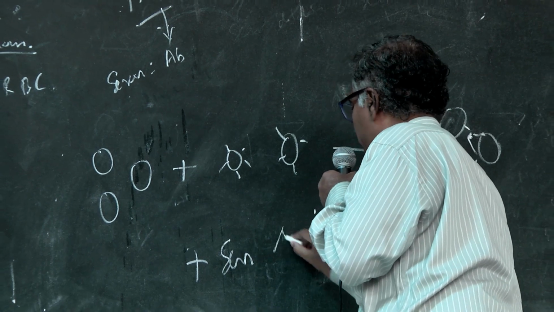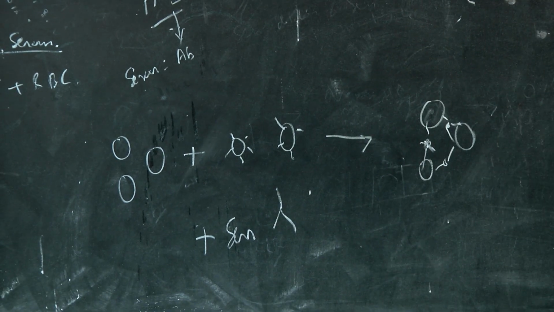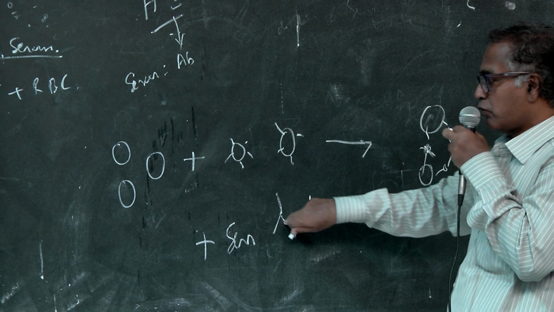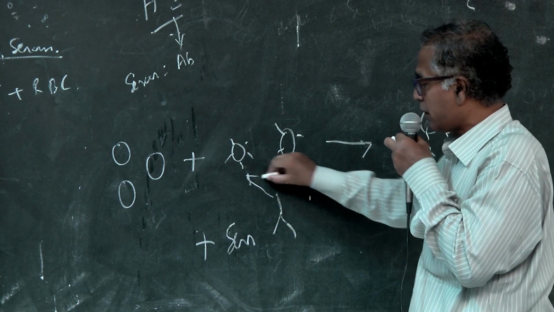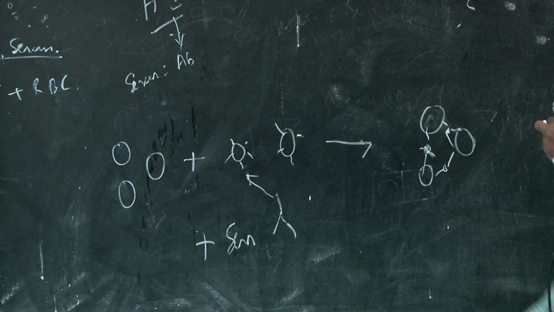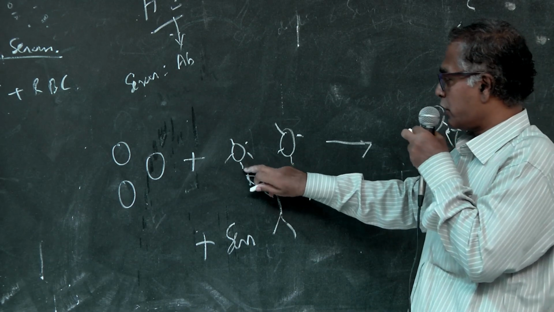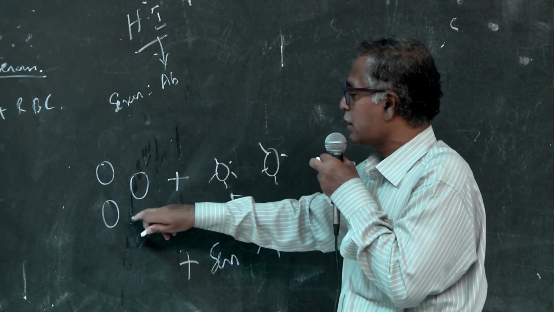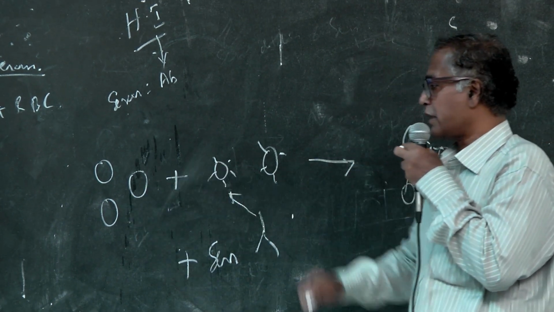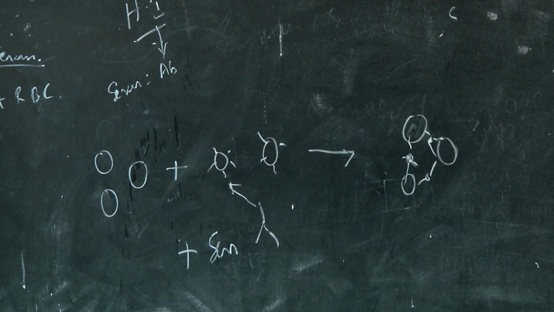Instead of that, if serum is added, serum means antibodies. If serum is added, what happens? These antibodies will go and mix with the antigen. So there will be no antigen in the solution, so the RBC will not form any shield, but they settle down as a button in the tray. So this is called hemagglutination inhibition.